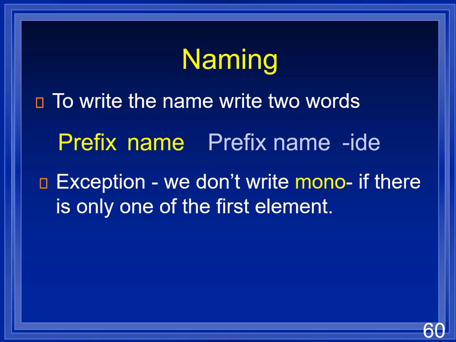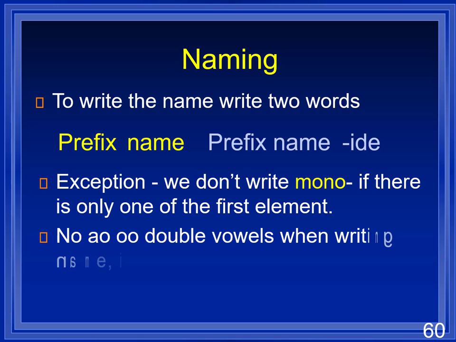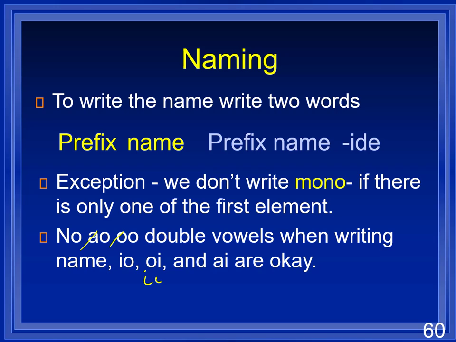And the second one is, because it sounds bad if you do it wrong, you've got to watch out for double vowels. Like you don't want AO or OO. Those you want to change and get rid of the first one. So you'll get rid of the first one of each one of those. And IO, OI, AI, and actually II are all okay. So to say 3 iodines, you would say triiodine. Triiodine, both I's.